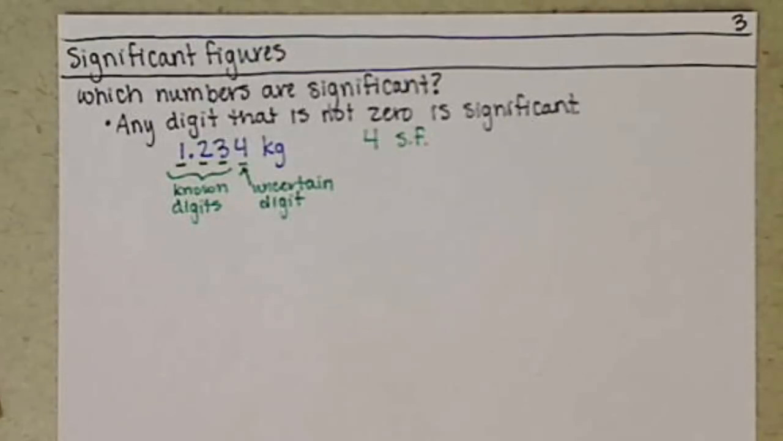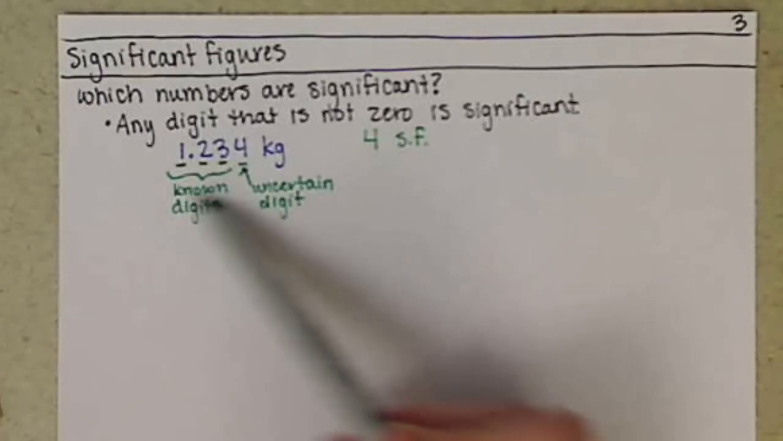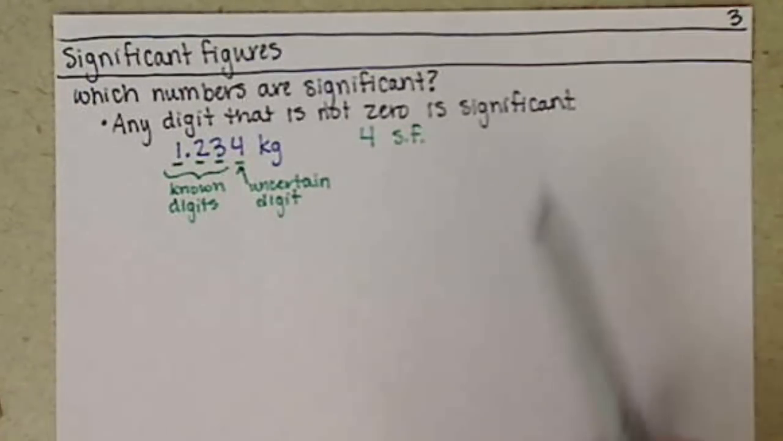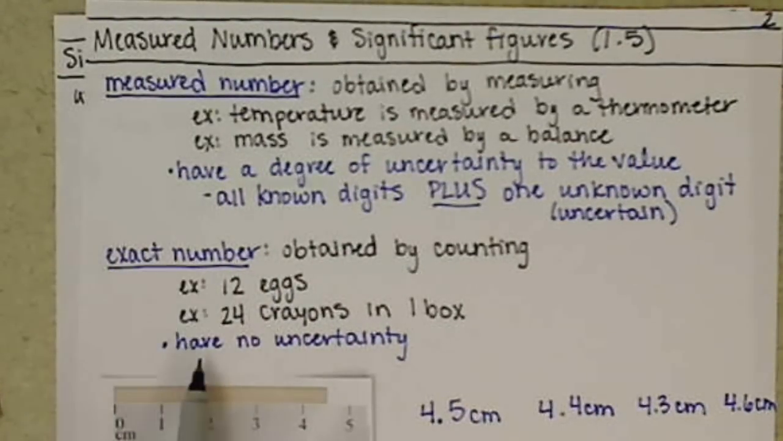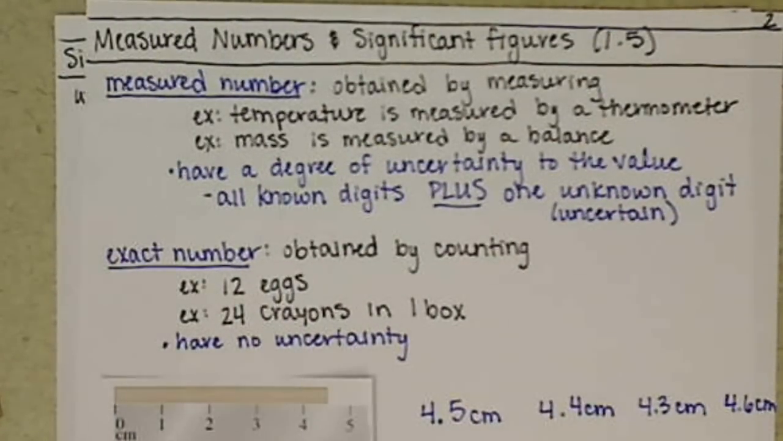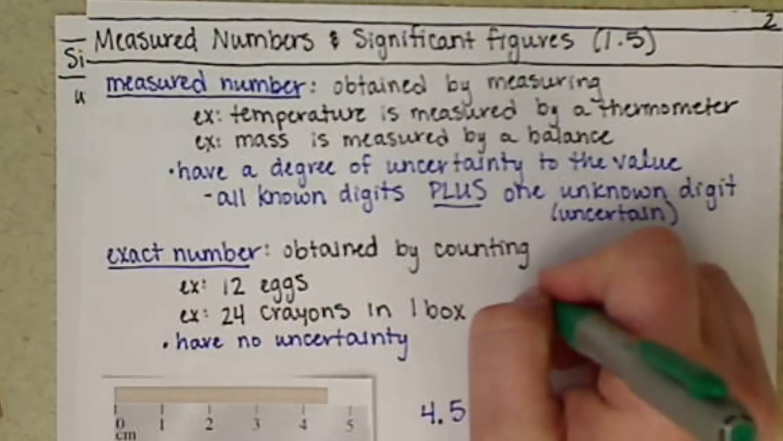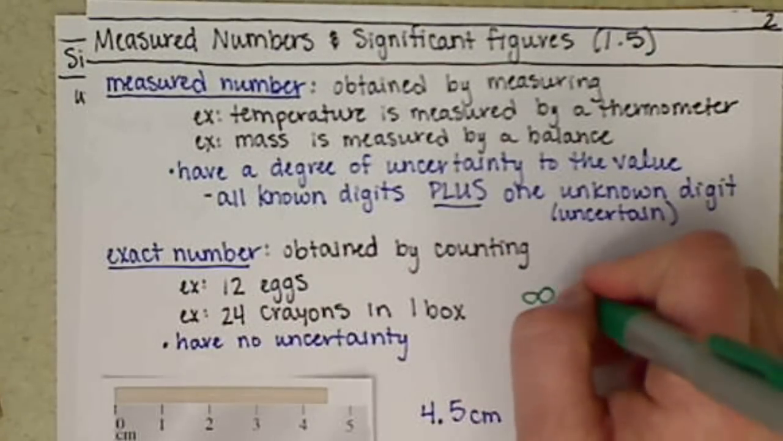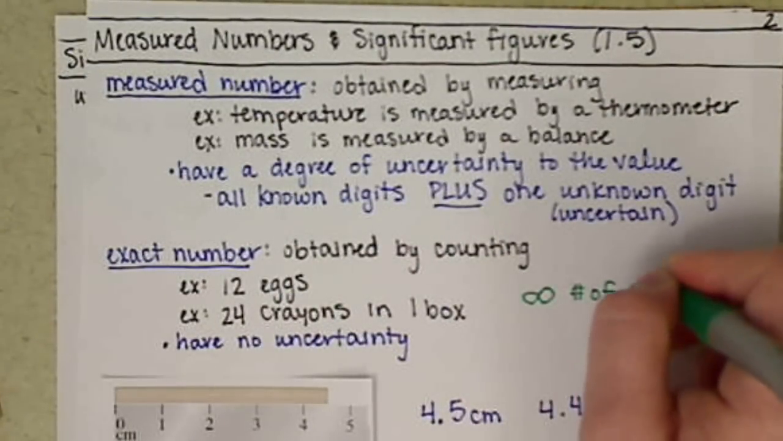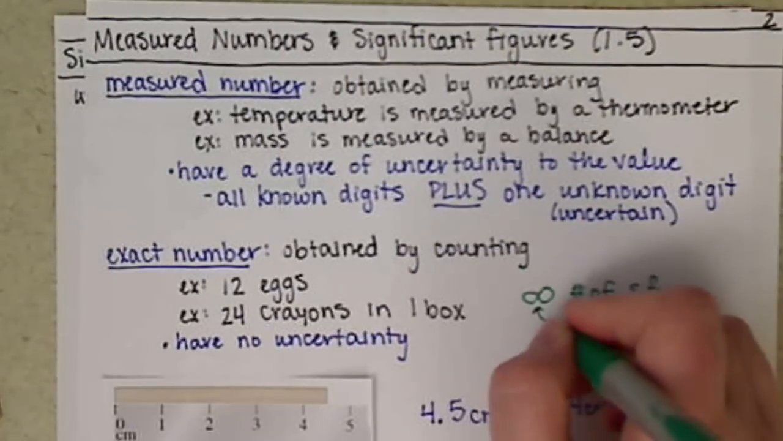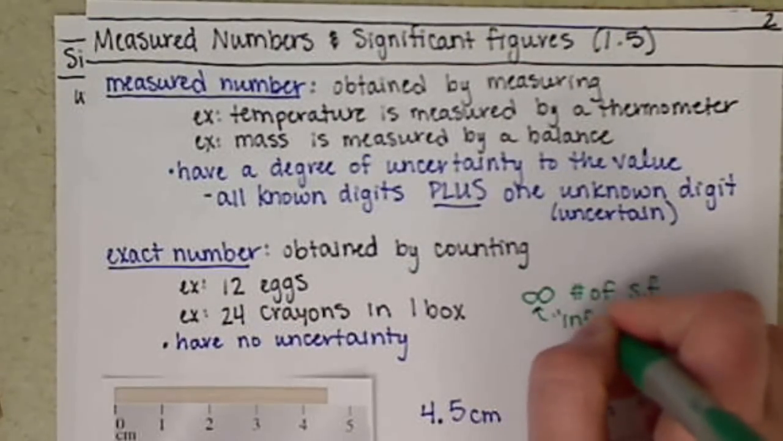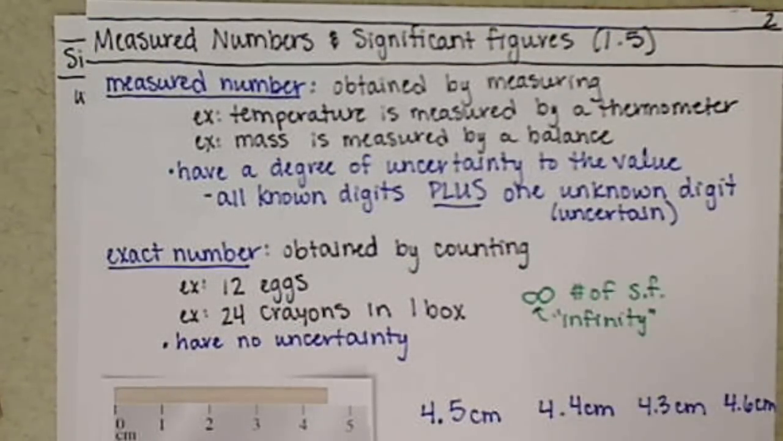So we're still following the rules established for our measured versus our exact numbers. For our measured numbers, we have to count what they are. Actually, that's a good point. If I go back to my previous page of notes, our exact numbers have no uncertainty. So they are actually going to have an infinite number of sig figs. This little sideways figure 8 means infinity. That's the symbol for infinity.